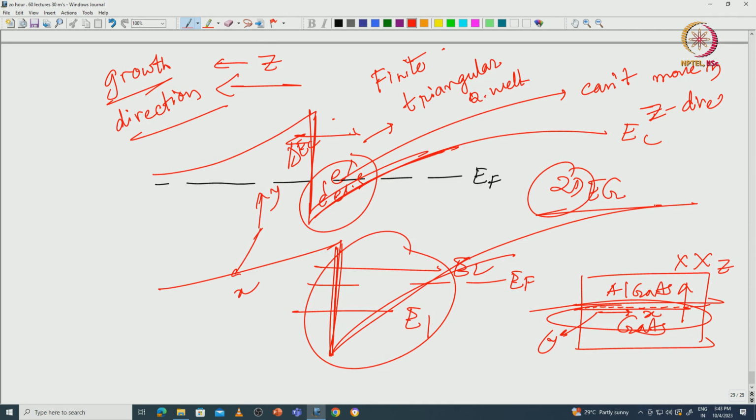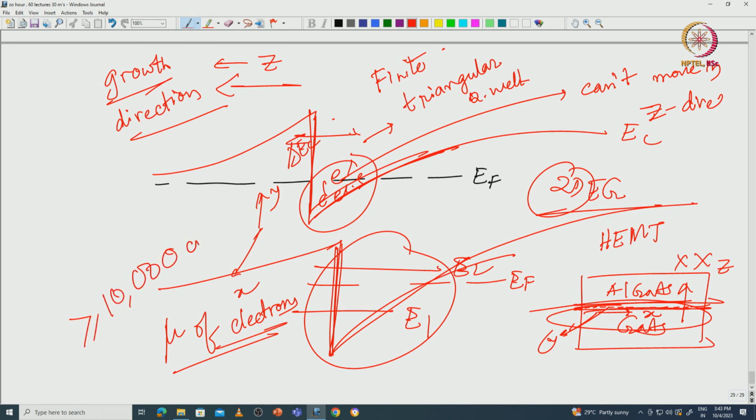It can move in two directions, x and y, and you can make a transistor based on this. It is called a high electron mobility transistor, because the mobility of electrons in that 2D electron gas triangular quantum well is very high. It can easily be more than 10,000 centimeter square per volt second, which is very high. At low temperature it can go much higher, 50,000. At low temperature people have gone up to really high numbers, 100,000, more than that.